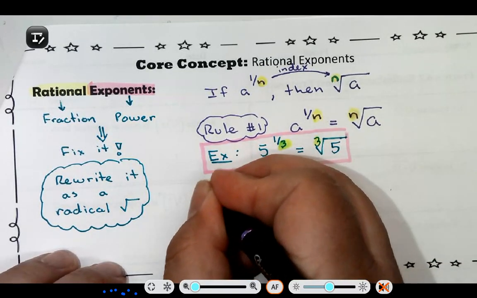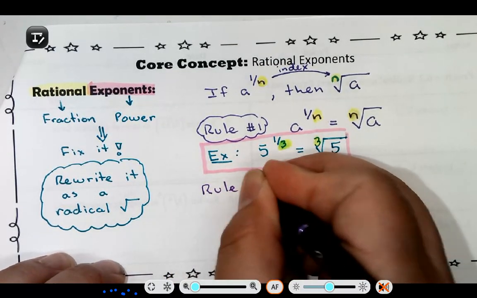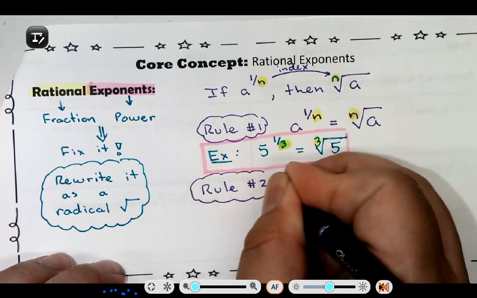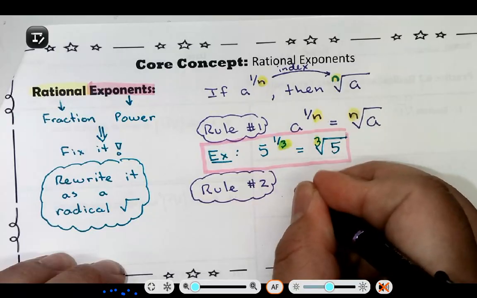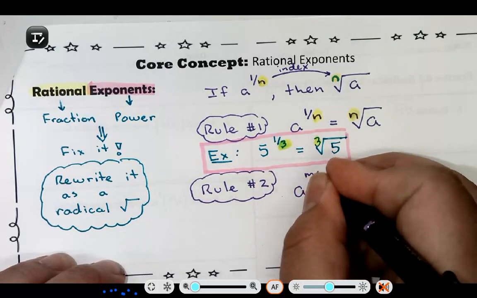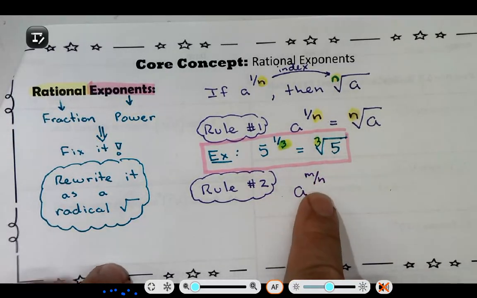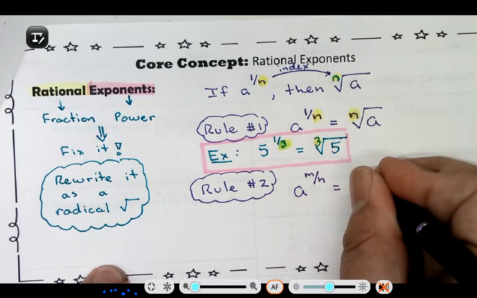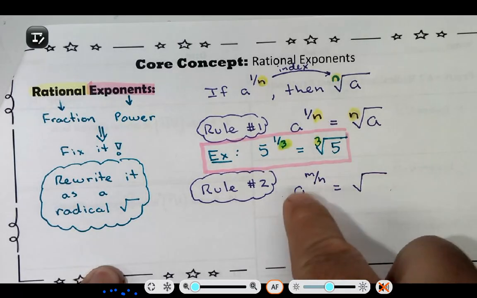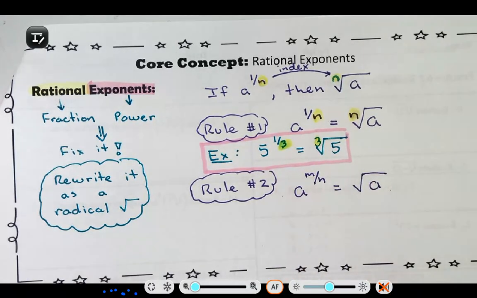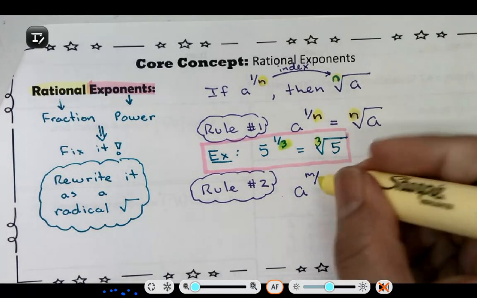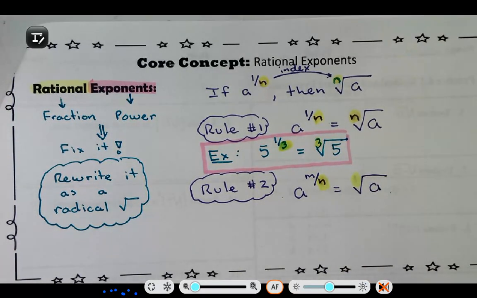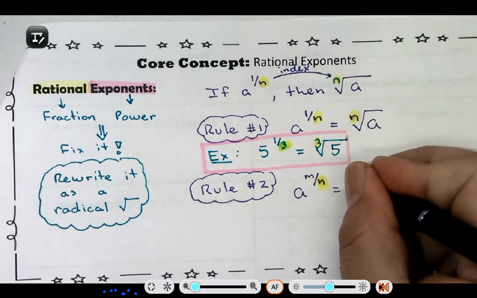So here is rule number 2. And rule number 2 says this. It's a slight variation of this. It says, what if you have a to the power of m over n? So there's your fraction. And if you see a fraction, we said, turn it back into a radical. My a is my base that goes inside. And of course, the big thing is that whatever your denominator is, that's your index. So we write our n.